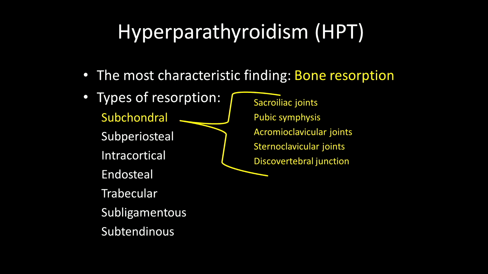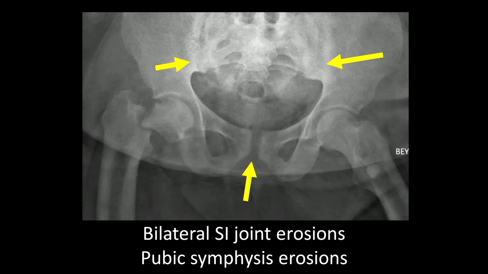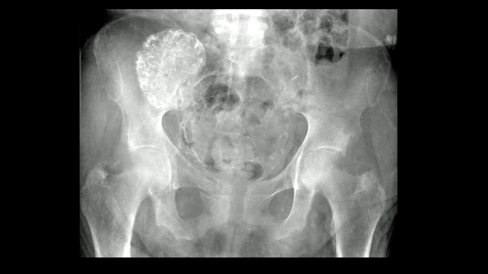The classic locations where erosions occur underneath cartilage would be the sacroiliac joints, the pubic symphysis, just like the case I already showed, but also the AC joints, the sternoclavicular joints, and the discovertebral junction. So here's an example of that same case. Remember the erosions or resorption underneath the articular cartilage of the SI joints and the pubic symphysis. Here's another example. Notice the calcified rejected kidney transplant in the right pelvis, but also notice that the sacroiliac joints and the pubic symphysis are eroded.